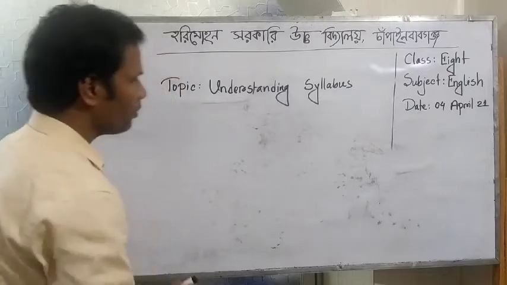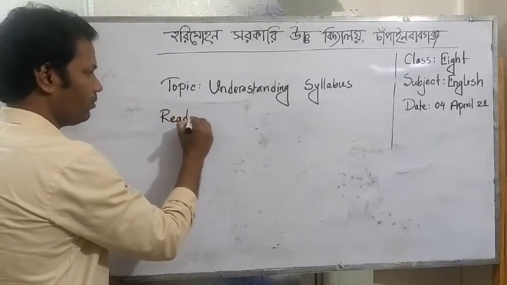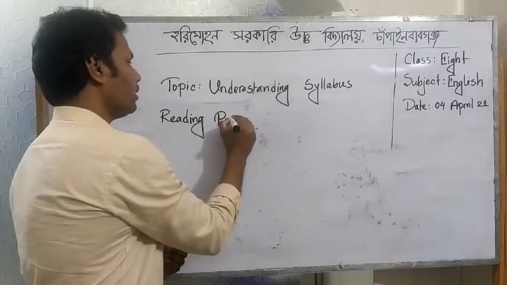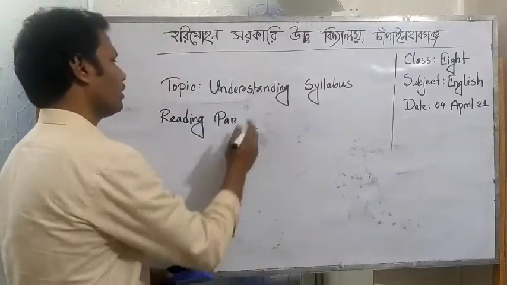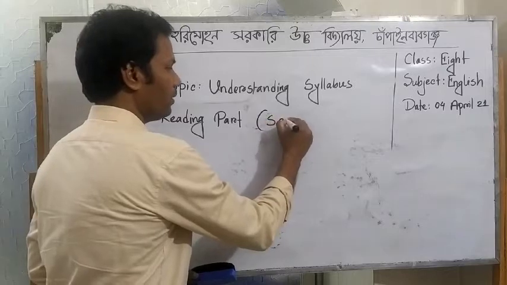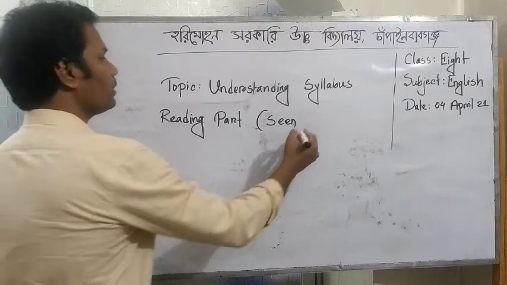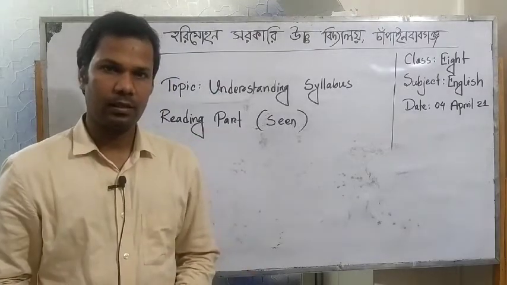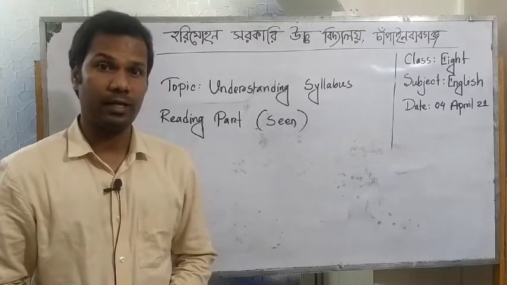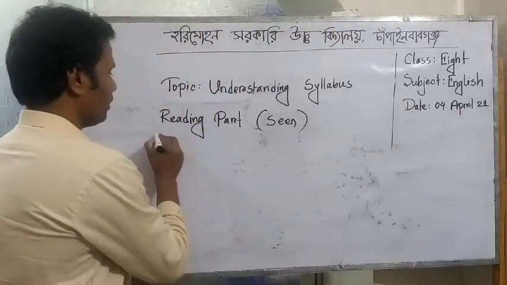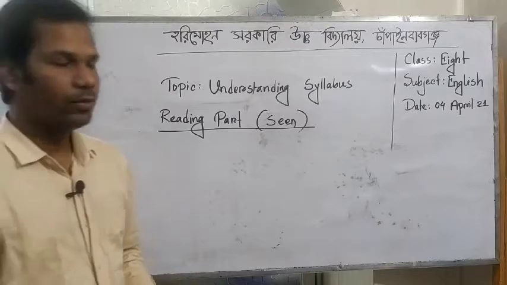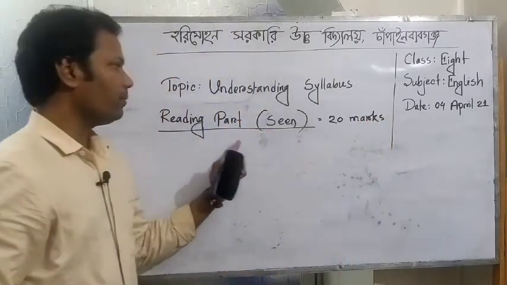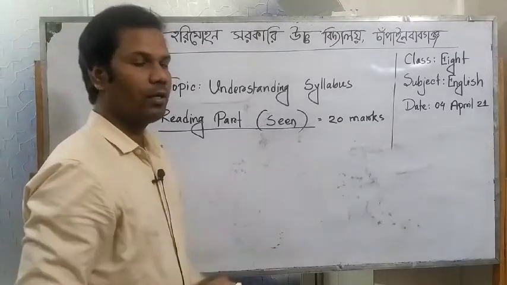Firstly, understanding syllabus. Firstly, reading. Reading means, from your first paper, the textbooks, the reading part, the seen part. What are the items from the seen part? Seen part means there will be a passage, some questions will arrive, and you have to answer the questions. In the reading part, we will have some marks, and I think it is 20 marks. 20 marks for the reading part, the seen part. What are the items?